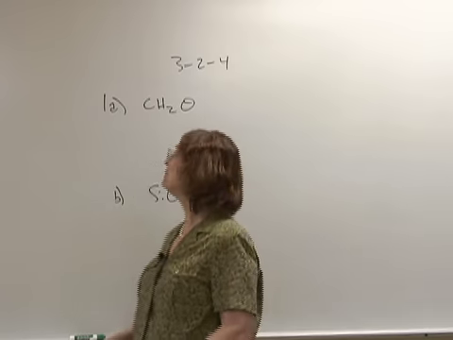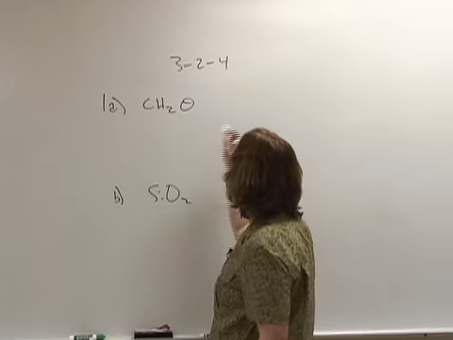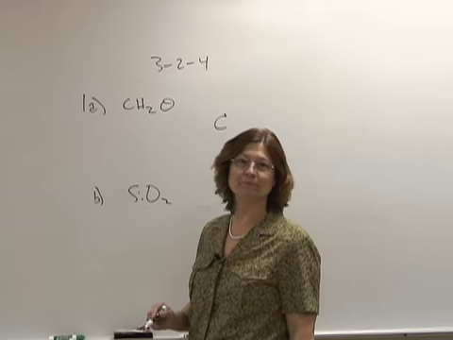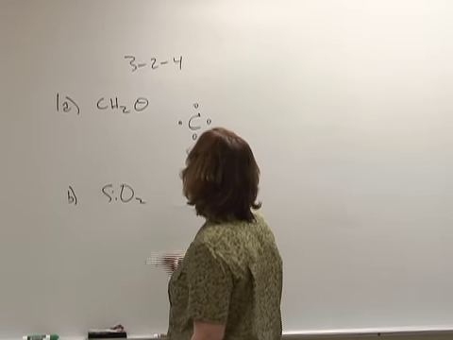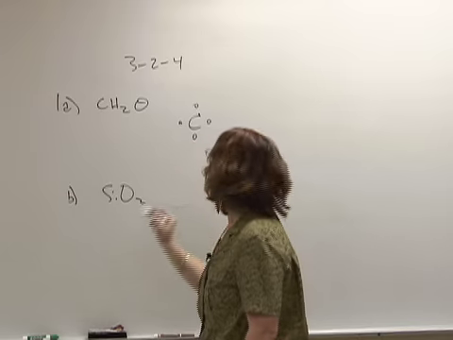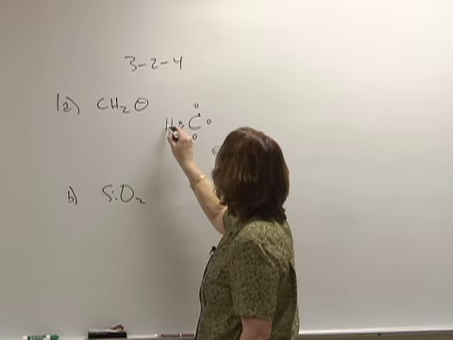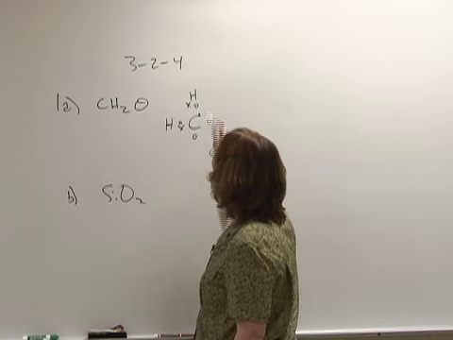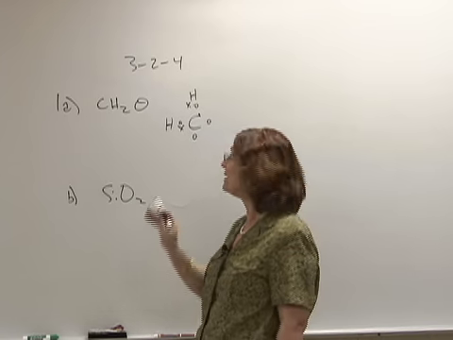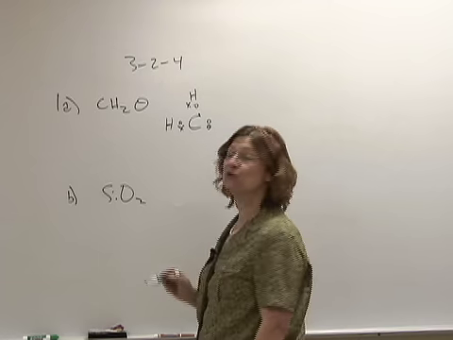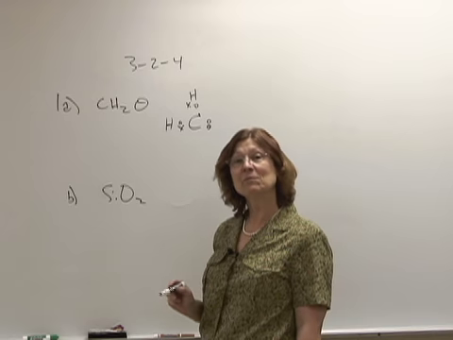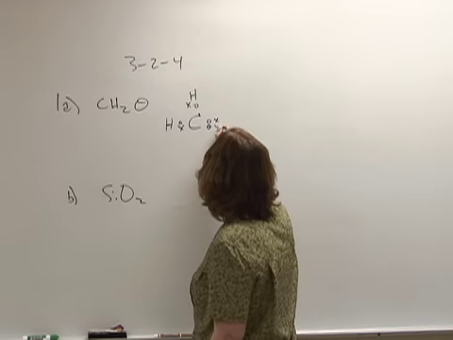In 1A, we have a compound where carbon is the central atom. Carbon has 4 valence electrons. Very easily, the hydrogens that have 1 outer electron will bond. Then I'm going to move this electron to the side, and I need 2 more electrons. Therefore, I'm going to double bond the oxygen.